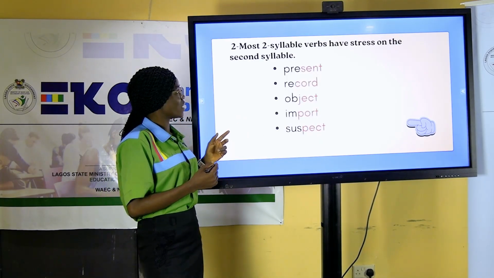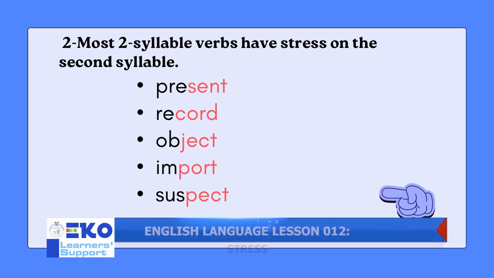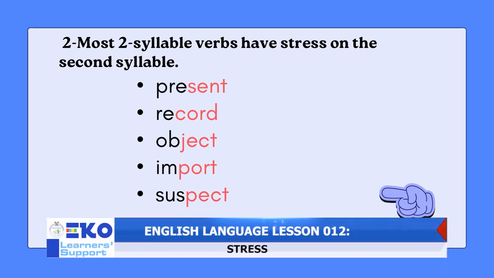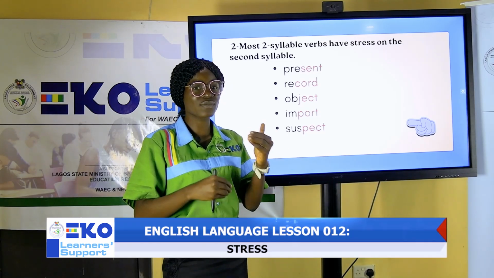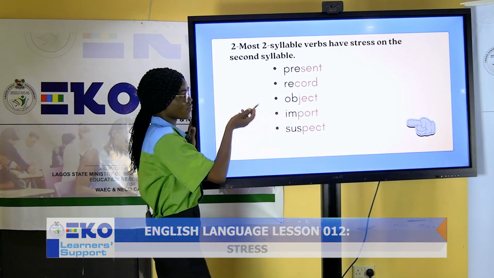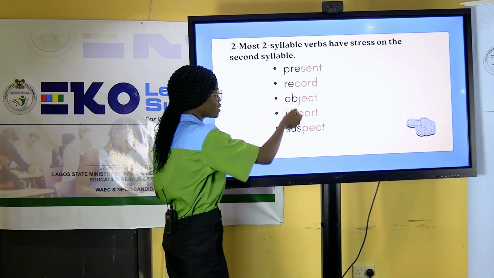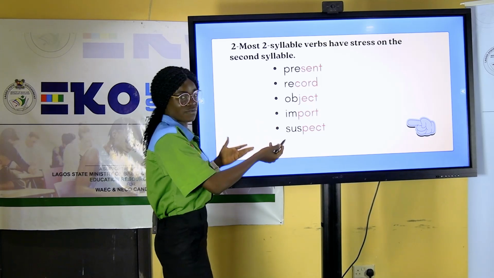So look at the second rule. Most 2-syllable verbs have stress on the second syllable. So when you identify that it is a verb and it is a 2-syllable word, you should stress it on the second syllable. Remember in our first example, these words we had as examples for nouns, we also have them in verbs.